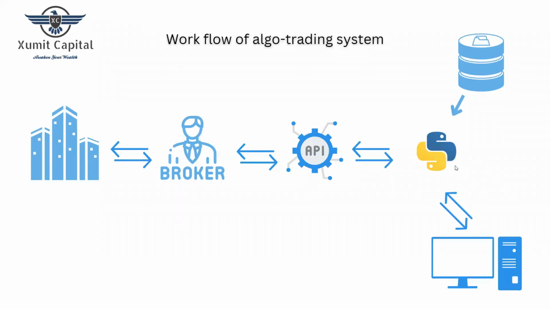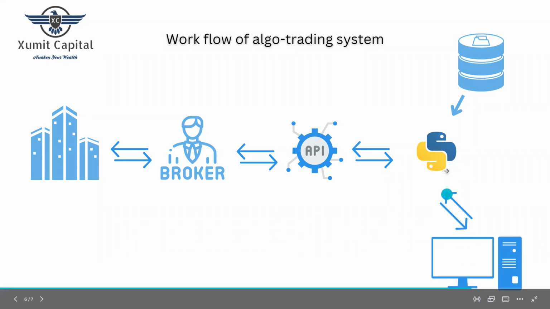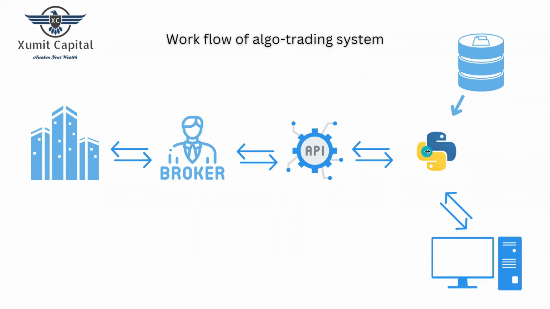Now let's see the workflow of one algo trading system. So let's say this is our personal computer. This is the algorithm which we have built with the use of Python and which has been deployed on one basically cloud service. This is the database which is sharing this particular algorithm's data at some regular interval. This is the API which has been provided by the broker through which we can make trades. This is the broker and this is the exchange.